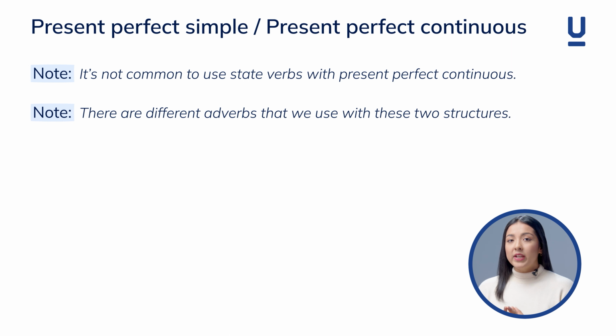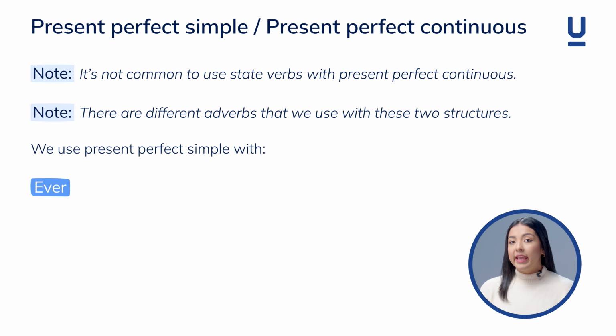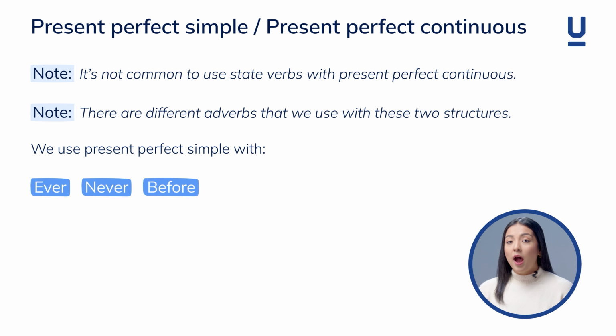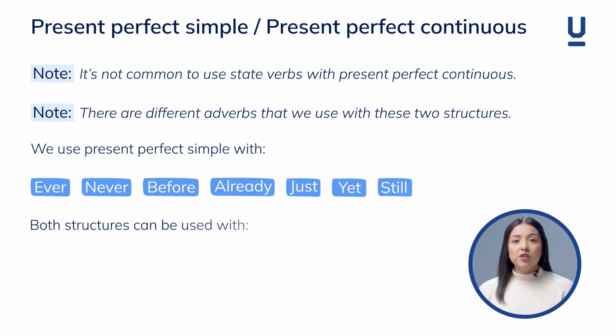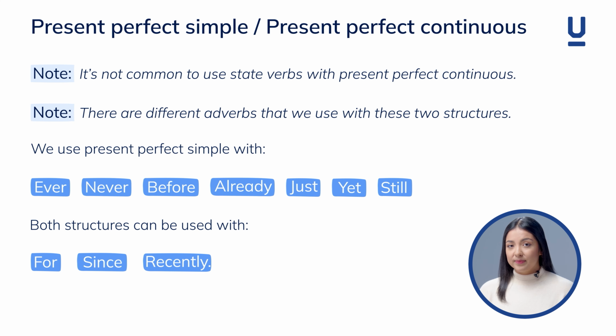There are different adverbs that we use with these two structures. We use present perfect simple with ever, never, before, already, just, yet, still. Both structures can be used with for, since, and recently.